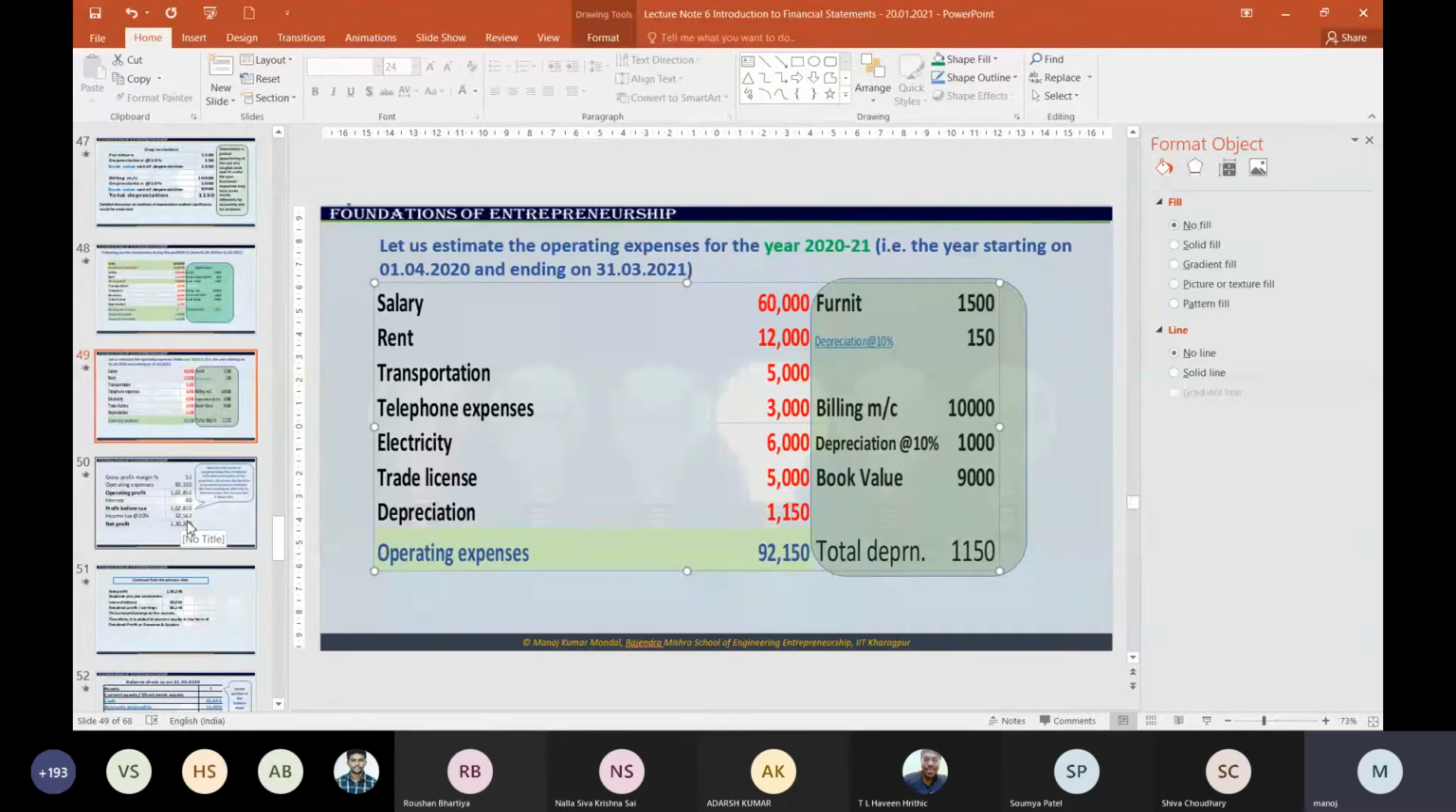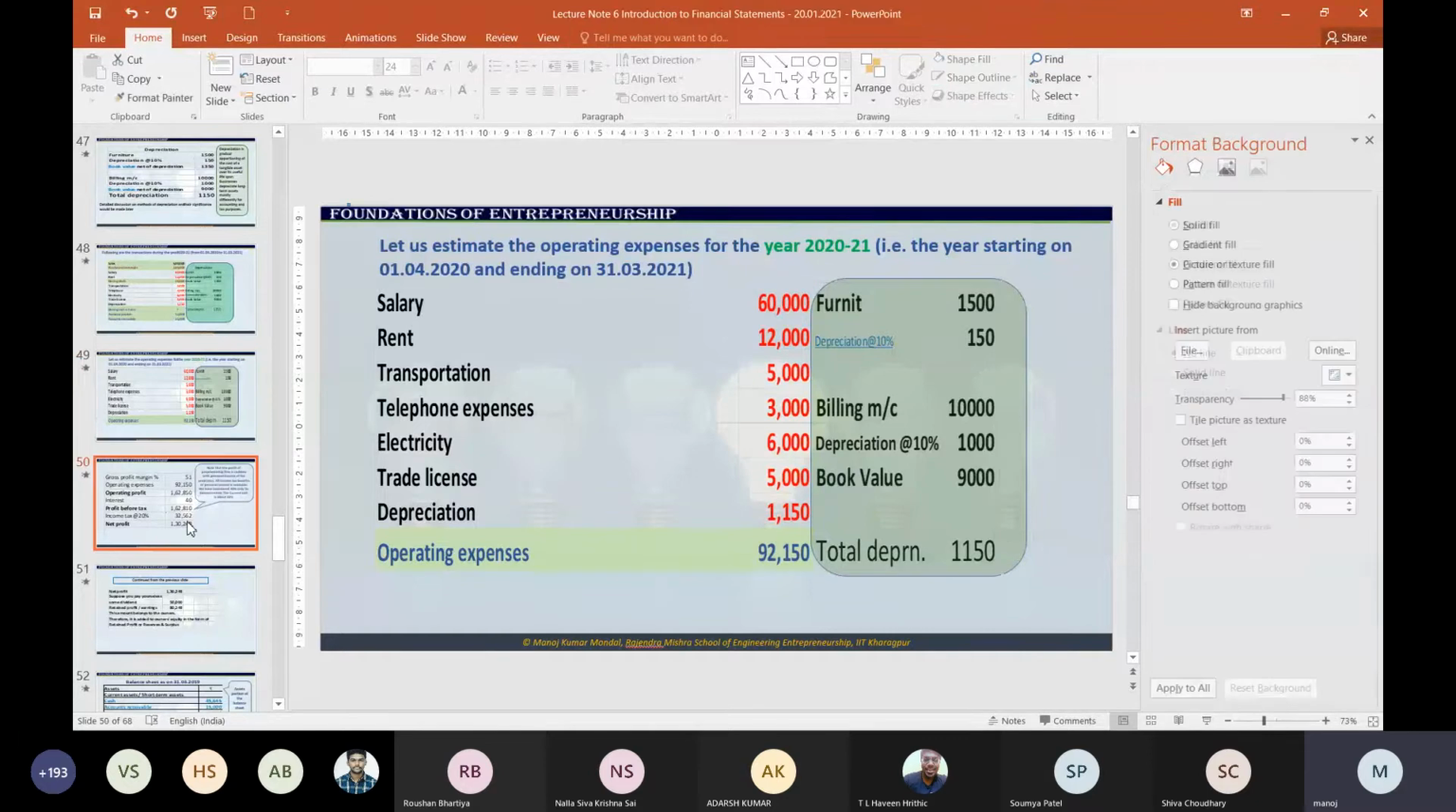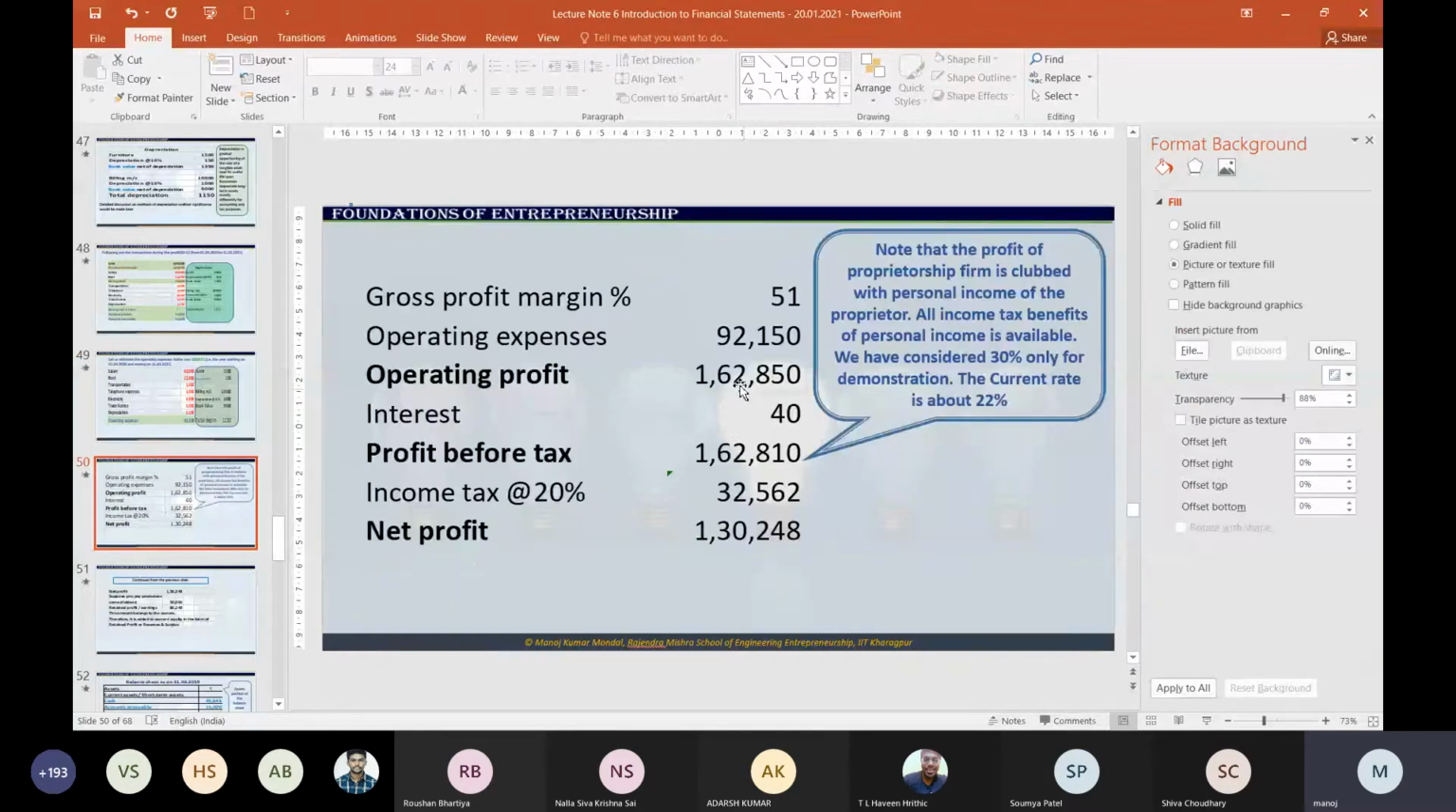What was the gross profit? 2,55,000 rupees minus 92,000 rupees. You get operating profit of 1,62,850 rupees. Now, before you estimate profit before tax, you have to deduct interest from here.